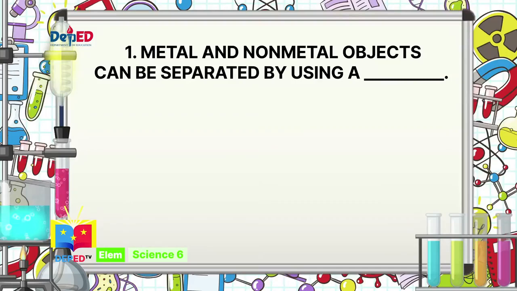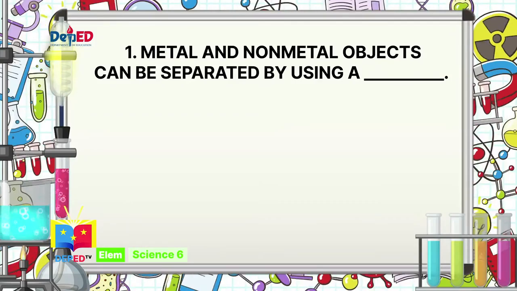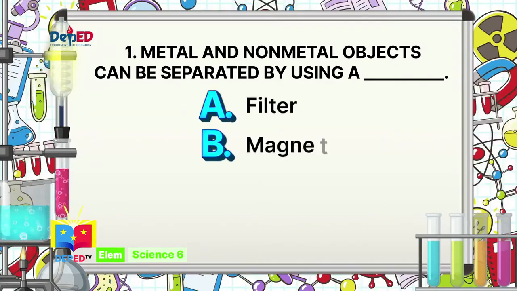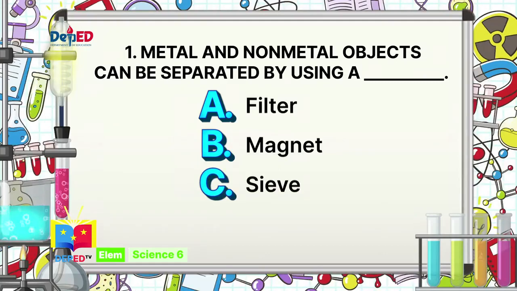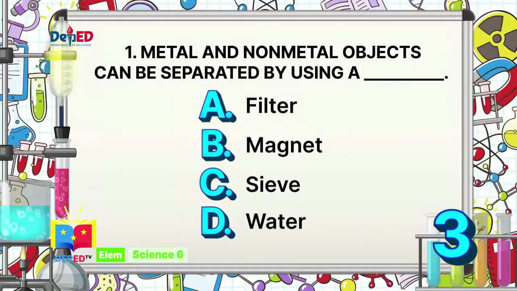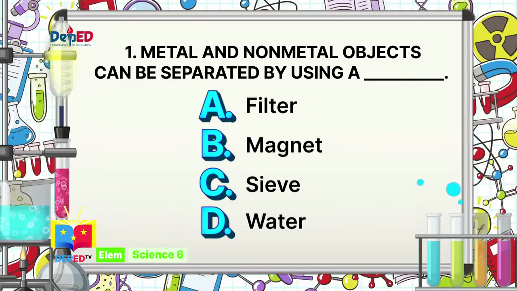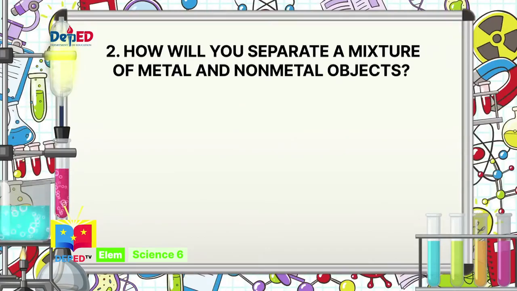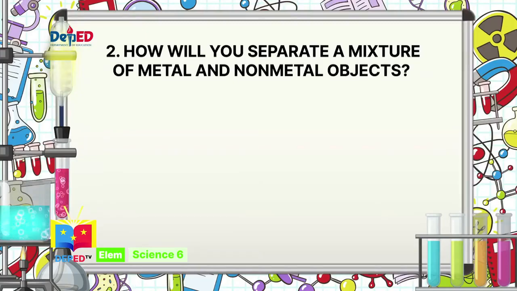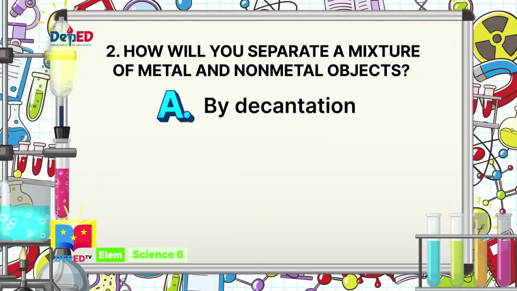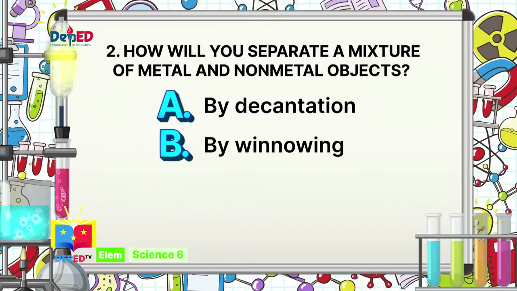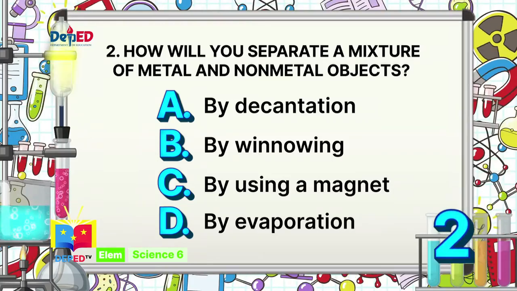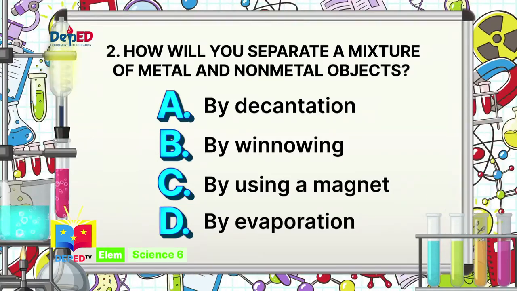Number 1. Metal and non-metal objects can be separated by using a blank. A. Filter. B. Magnet. C. Sieve. D. Water. The correct answer is letter B. Magnet. Number 2. How will you separate a mixture of metal and non-metal objects? A. By decantation. B. By winnowing. C. By using a magnet. D. By evaporation. The correct answer is letter C.